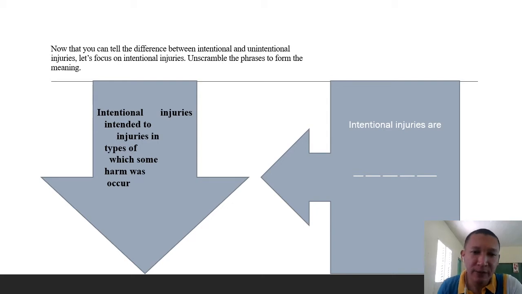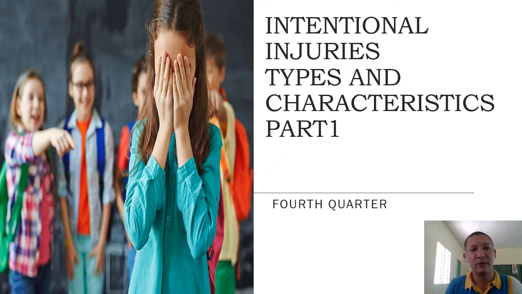Now that you can tell the difference between intentional and unintentional injuries, let's focus on intentional injuries. Unscramble the phrases to form the meaning. Sa left side, meron po tayong intentional injuries, then intended to, injuries in, types of, which some, harm was, occurred. So our lesson is all about intentional injuries, types and characteristics, part 1.